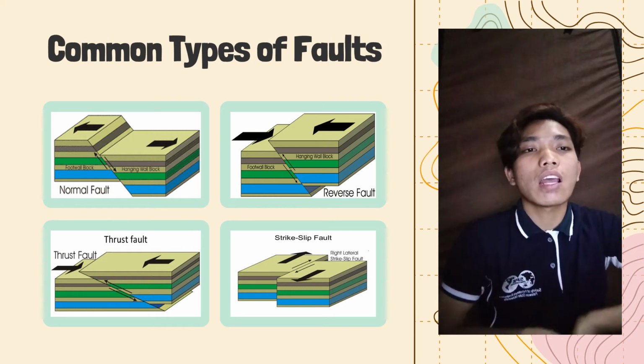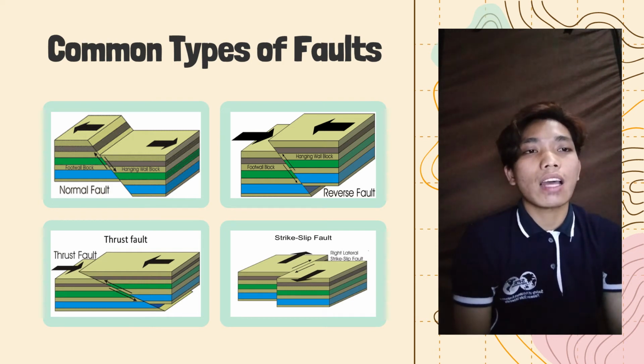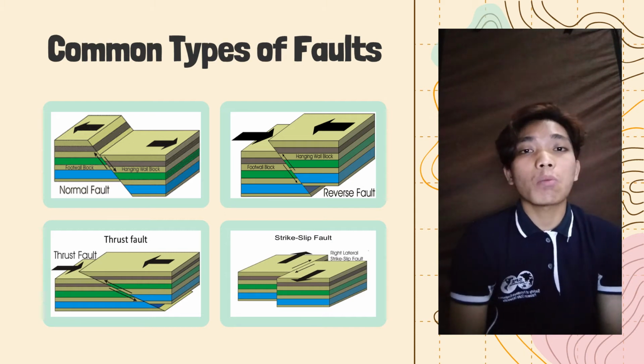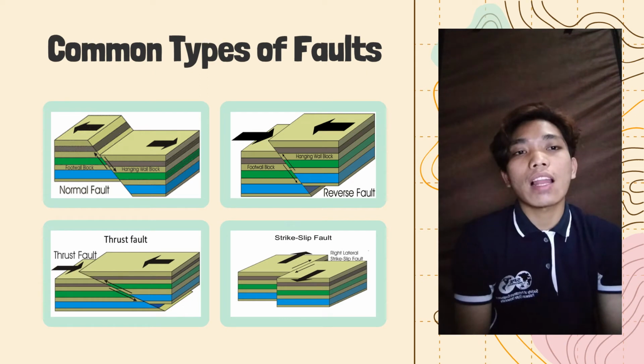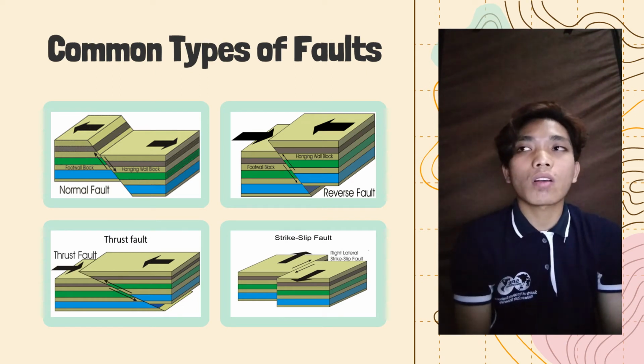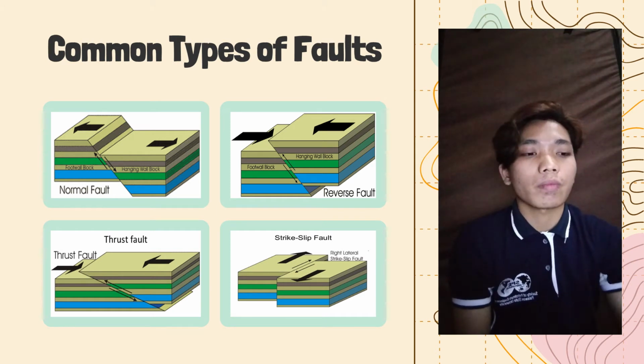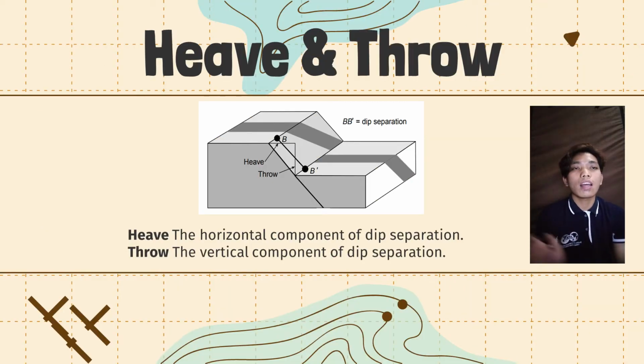A fault on which the two blocks slide past one another. So the famous San Andreas fault is an example of a right lateral fault. This is caused by shear stress also. So let's proceed to the heave and throw.